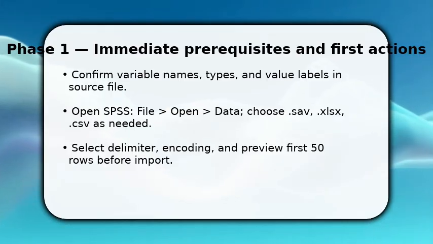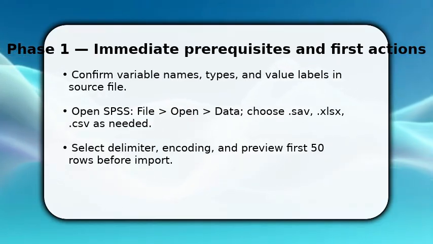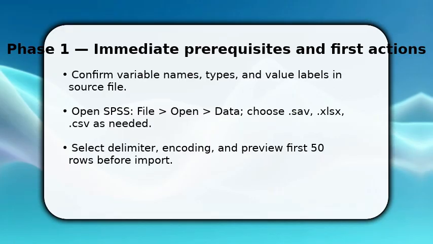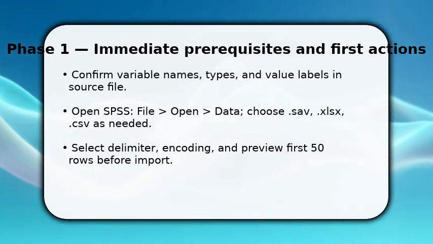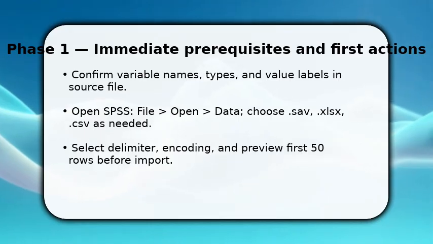You start by checking key prerequisites, variable names, types, and consistent coding so SPSS reads them correctly. Next, open SPSS and import your file via File, Open, Data. Choose SAV, XLSX, or CSV.